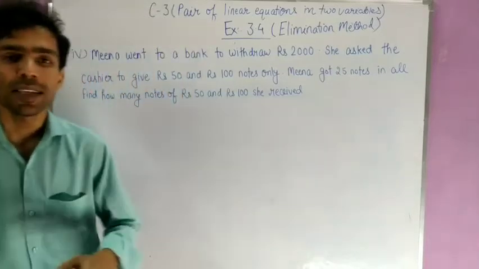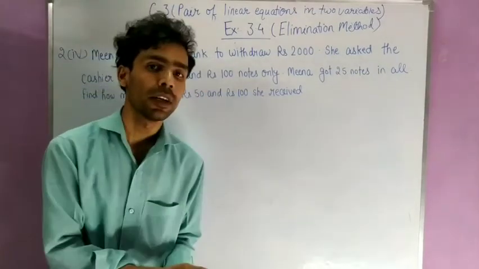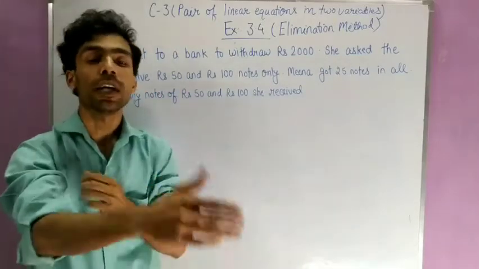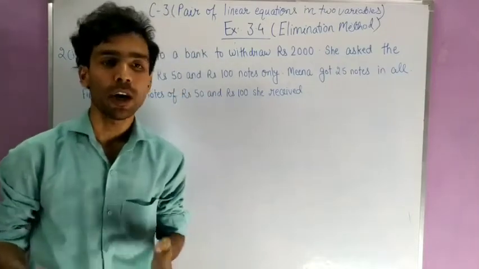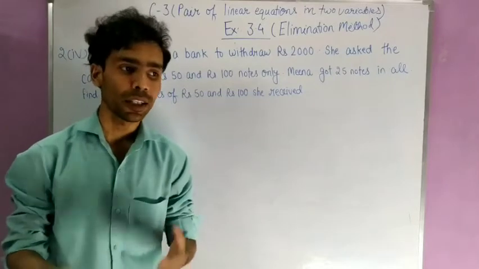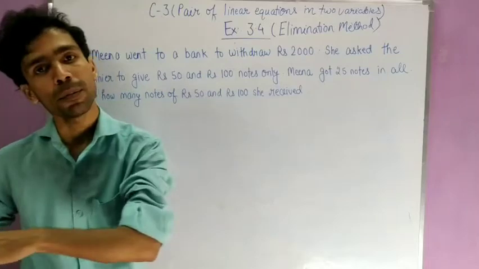Means Meena is a girl who went to a bank to withdraw 2000 rupees, and she asked the cashier to give her only 50 and 100 rupees notes, and altogether she got 25 notes. So you have to calculate how many 50 and 100 rupees notes she got from the bank.